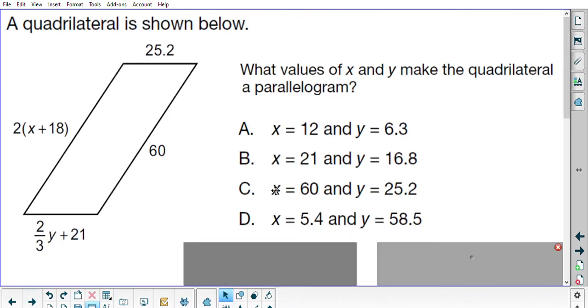All right, next problem. A quadrilateral is shown below. What values of x and y make the quadrilateral a parallelogram? Hit pause on the video. Try this on your own.